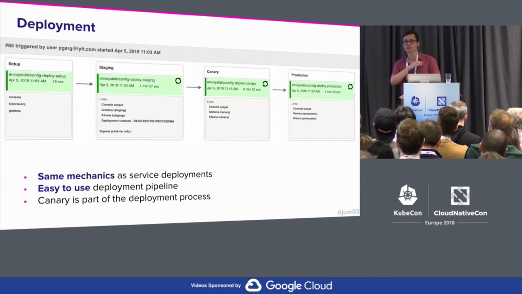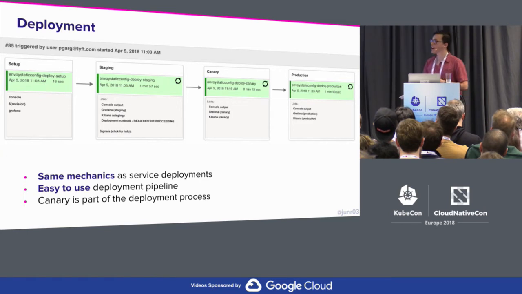After the deployment has started, the configuration is deployed out into our service mesh or the front proxy the same way that production code is being pushed out, in several stages, and Canary is included as part of the same deployment pipeline.